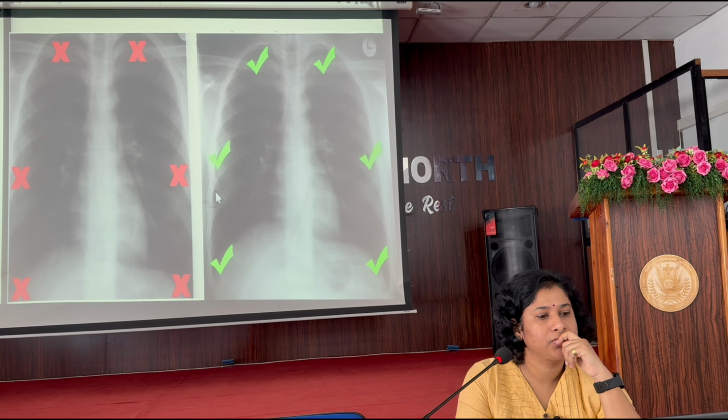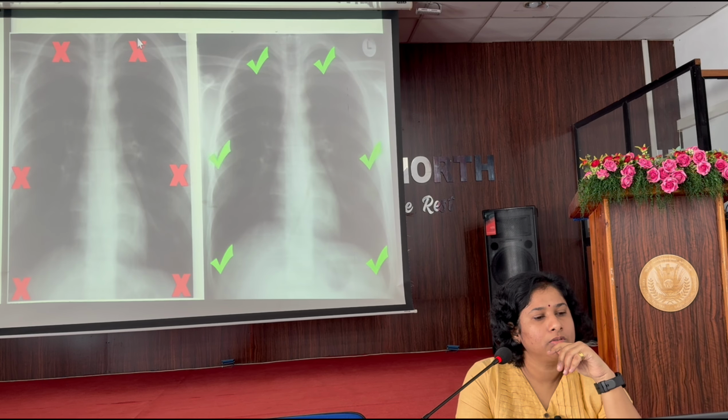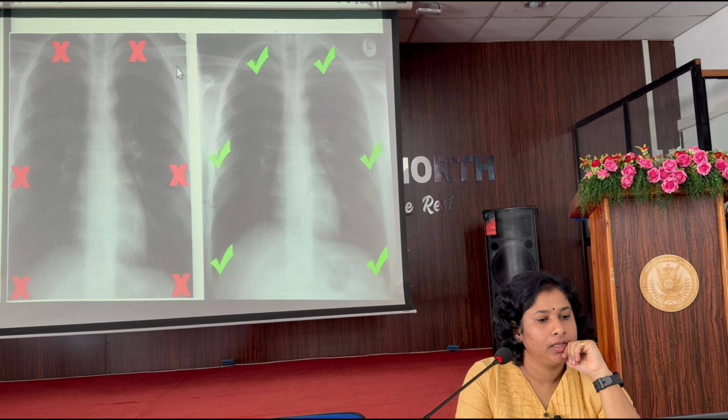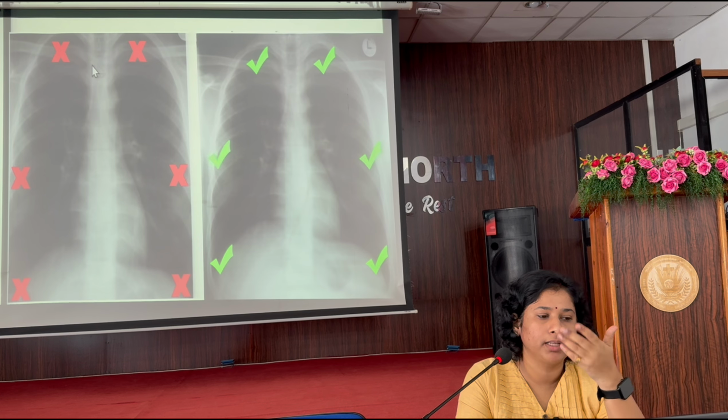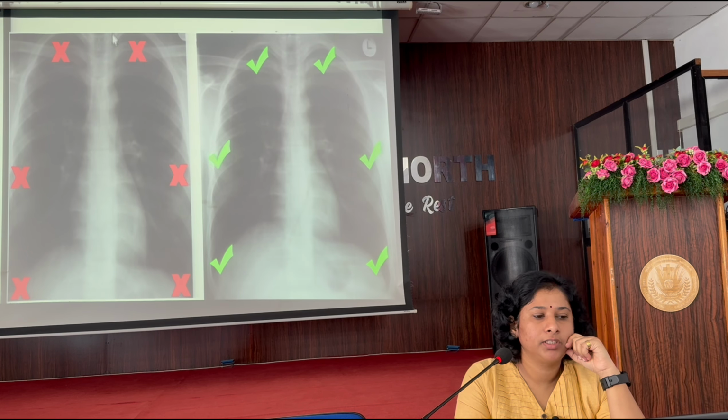So there are two X-rays here. On the right-hand side, there's the X-ray in which we couldn't see the four corners clearly. For the first X-ray, the costophrenic angle is obscured, the lateral chest wall is not included, and the apices are not clear, so the quality of the X-ray is not adequate. It's a technically suboptimal study, so we can ask for the X-ray to be repeated.